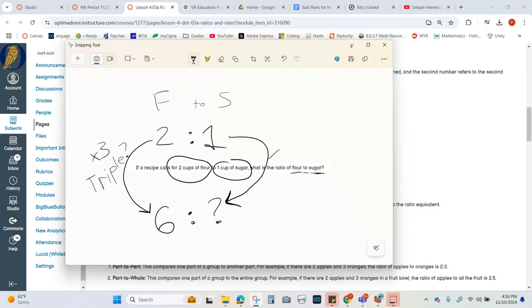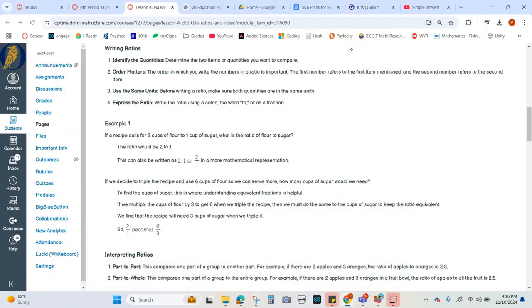Triple means times 3. Absolutely. Yeah. 2 times 3 is 6. 1 times 3 is... Wee-oo. Somebody call the big brain police. Get them over here quick. 6 to 3. Oh, yeah.